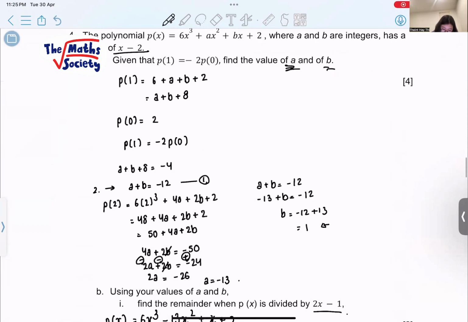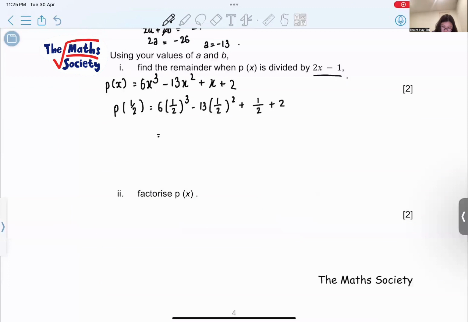Then, yeah, calculate off 6 multiplied by 1 by 2 cubed, 3 by 4, minus 13 by 4 plus half plus 2. Oh, yeah. So it's 3 by 4 minus 13 by 4 plus half plus 2, which is equal to 0. So we know that it is a factor.